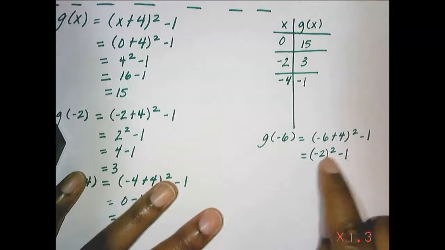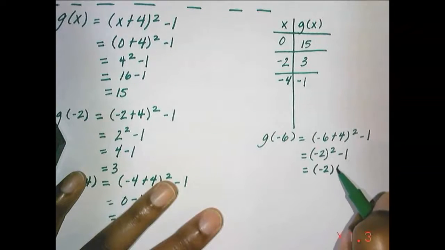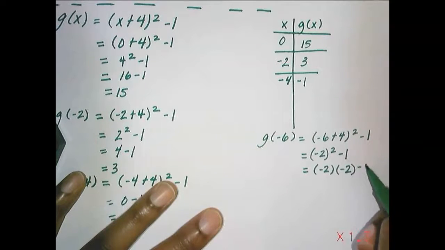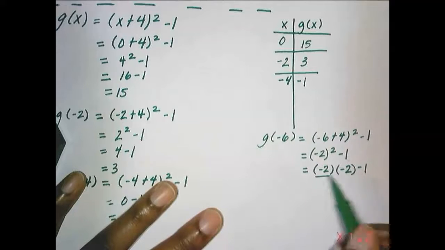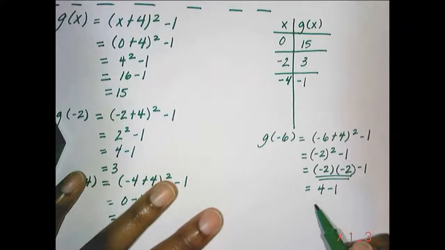Well, a -2 squared, I'm going to write this out because I think it's good practice. That's a -2 times a -2 minus 1. A -2 times a -2 will give us a +4 minus 1, and so we're back again at 3.